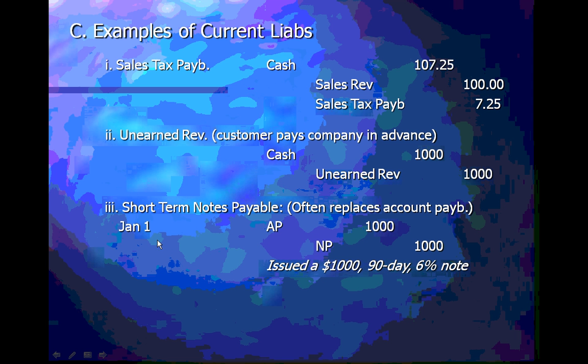So 3 months later, on April 1st, you would pay down the note payable. You would have an interest expense of $15, and the total cost out of cash for you would be $1,015. So here are some examples of payables or current liabilities. Typically, a payable is obviously a liability, but don't forget unearned revenue is also one. Some common liabilities are covered in your book as well.